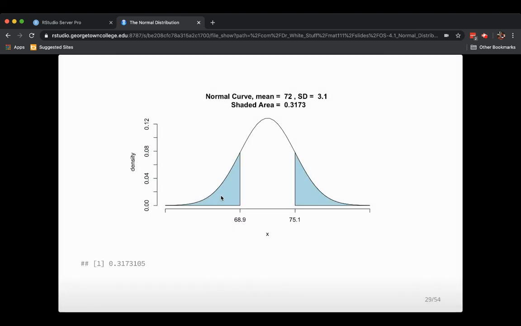And here's your probability, 31.73%. That 0.3173 is the sum of this area here and this area here, because you're asking for the person to be less than this or bigger than this.